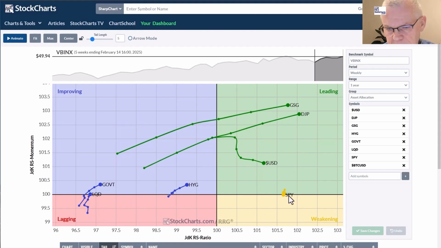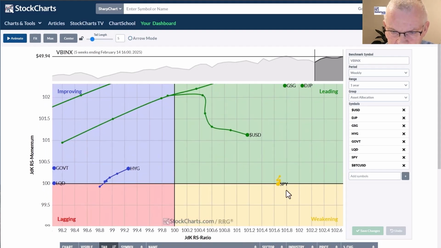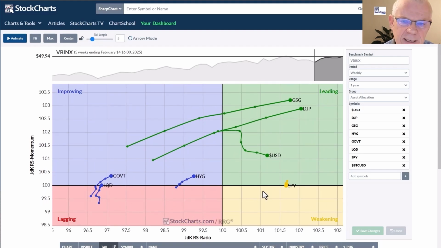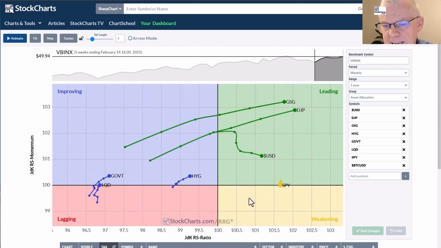So it looks like a negative heading for SPY. It's very stationary. And we've got some positive headings for fixed income. The problem is that the RS ratio axis is dominant. And so we have to conclude that stocks are still to be preferred over those fixed income asset classes.